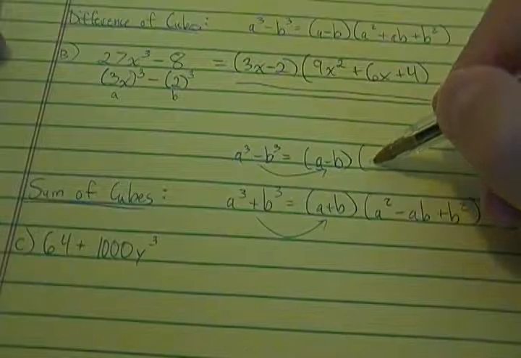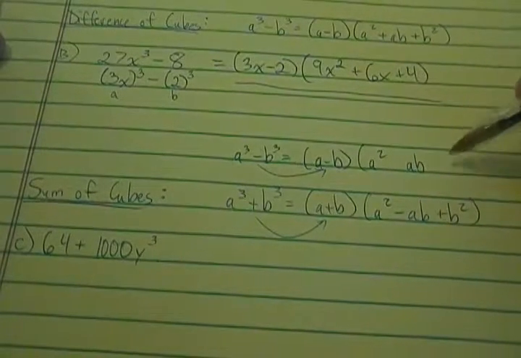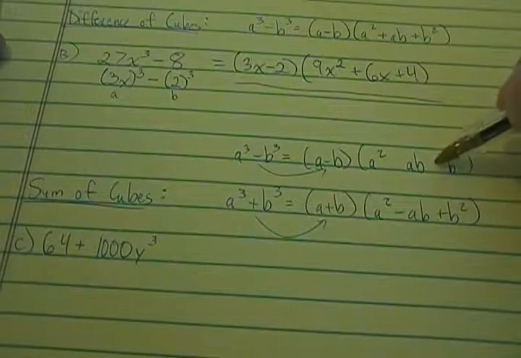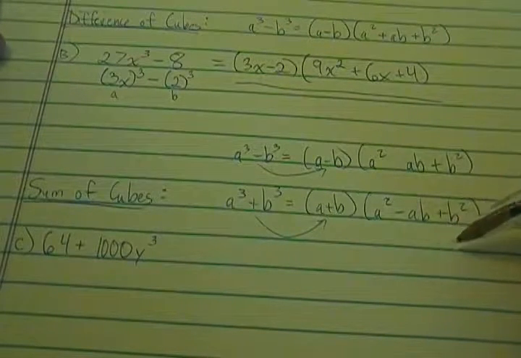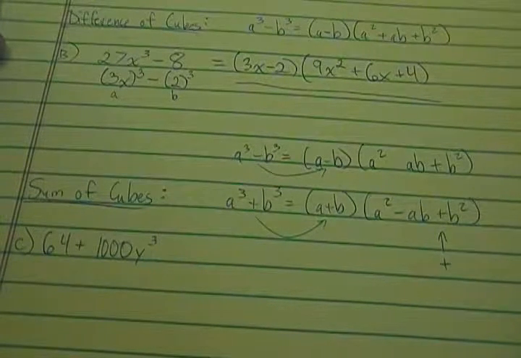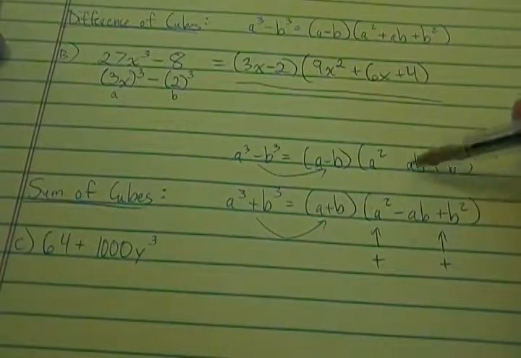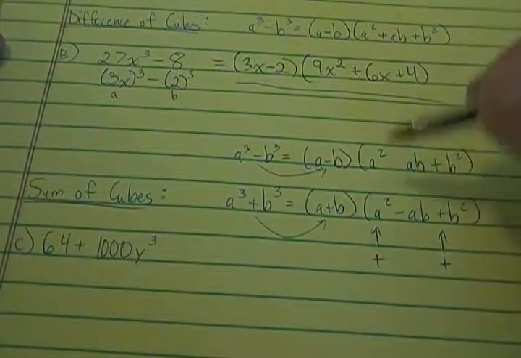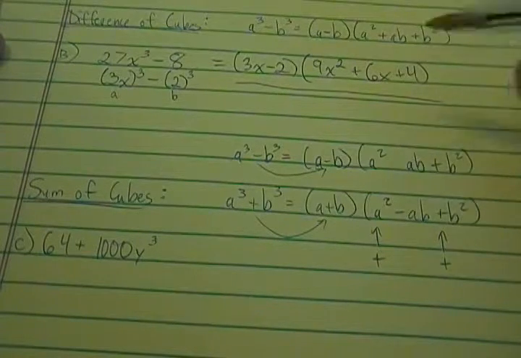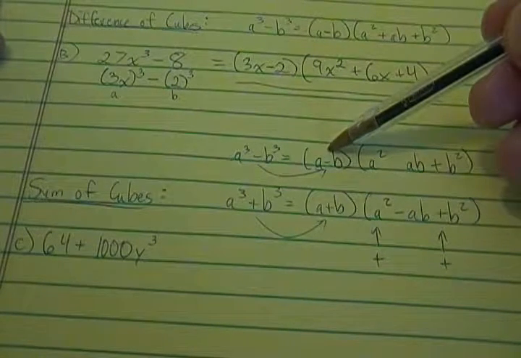And then our second parentheses is always going to be an a squared, an ab, and then a b squared. The b squared is always plus. So the last one is always going to be a plus. The a squared is always going to be positive. And then the only difference is the ab in the middle. The sign of that middle term is the opposite of whatever sign you had in the beginning.